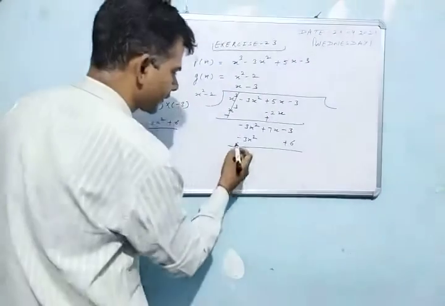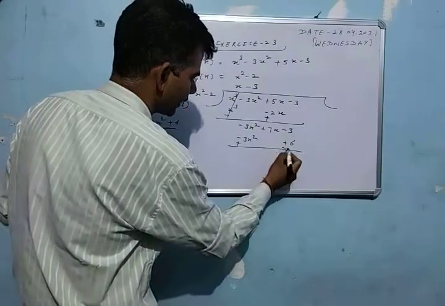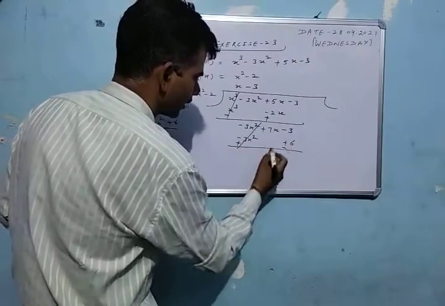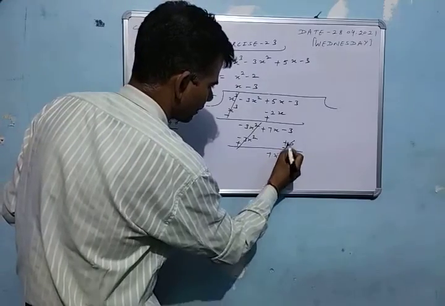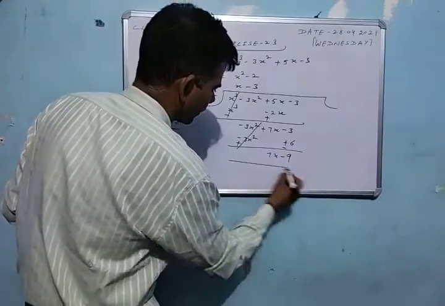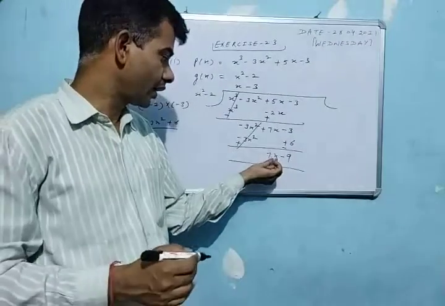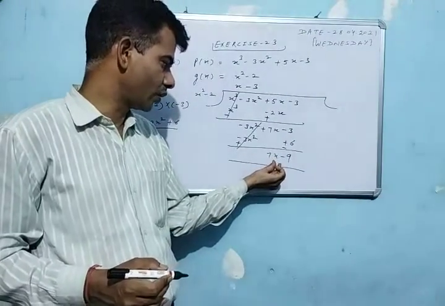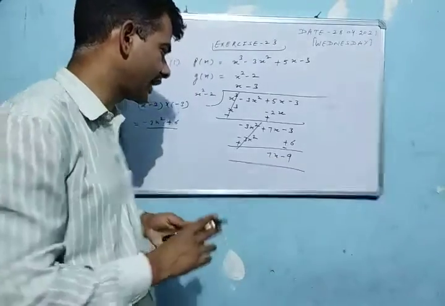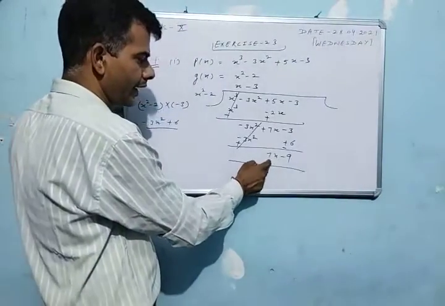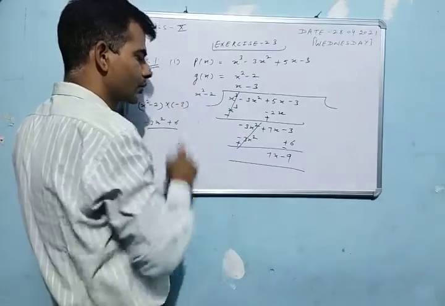Now students, plus and minus cancel out. Now left is 7x minus 9. Now students, here we are observing that the degree of the remainder, that is 7x minus 9, is 1, and the degree of the divisor is 2.